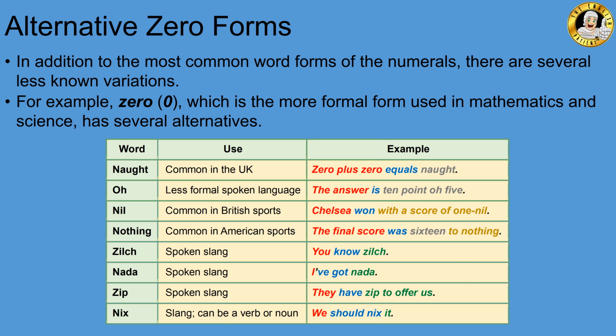And then we have a variety of slang expressions as well. Zilch, for example. You know zilch. You know 0. You know nothing. Nada. I've got nada. Zip. They have zip to offer us. And nix. Whereas zilch, nada, and zip are generally nouns, nix is sometimes used as a verb as well. So we should nix it. We should make it 0.